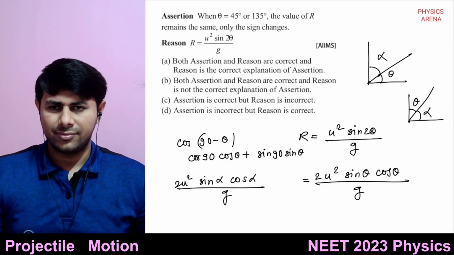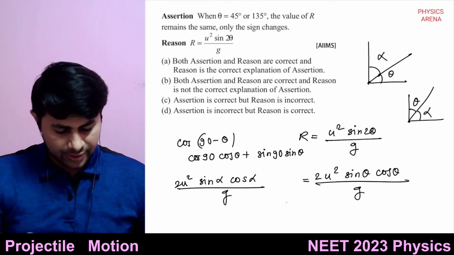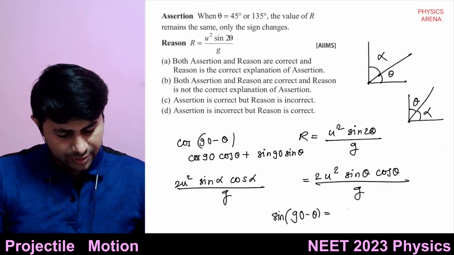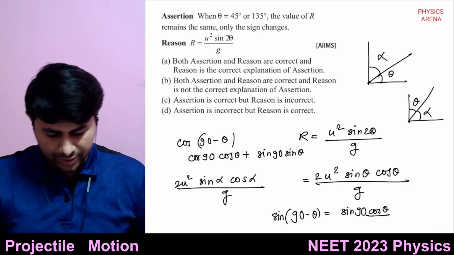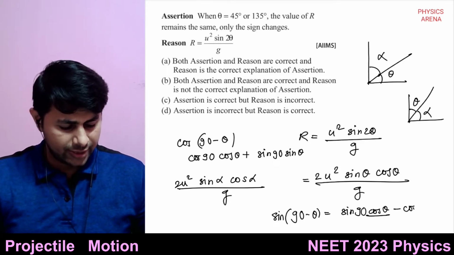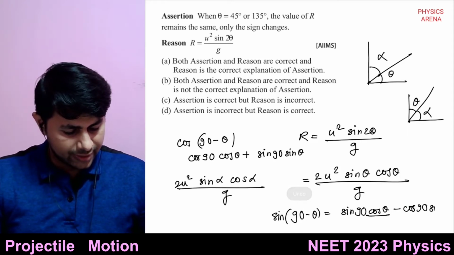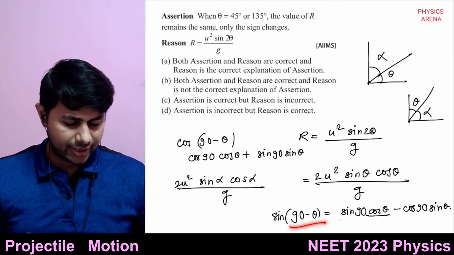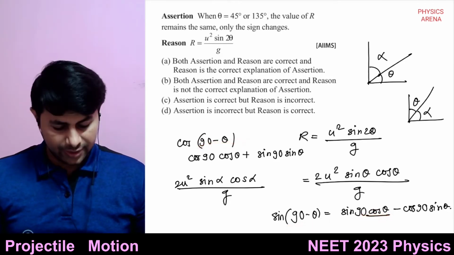Yes, sir. Okay, let's check this thing also. Sin of 90 minus theta is sin 90 cos theta, which is cos theta, minus cos 90 sin theta. So sin of 90 minus theta is cos theta, and cos of 90 minus theta is sin theta.